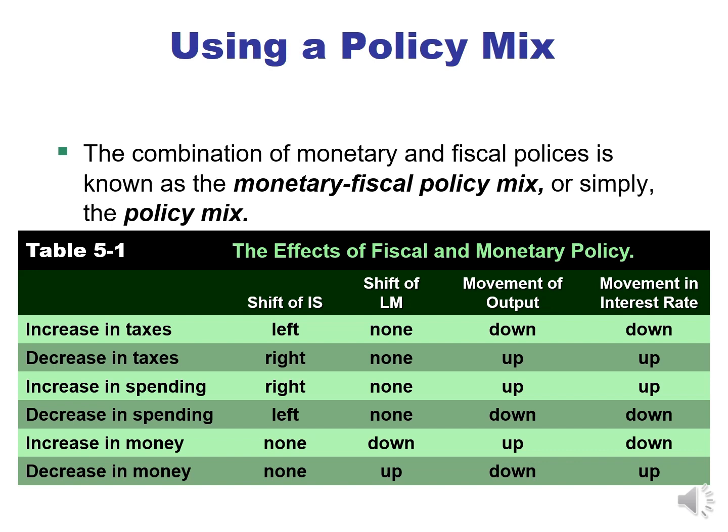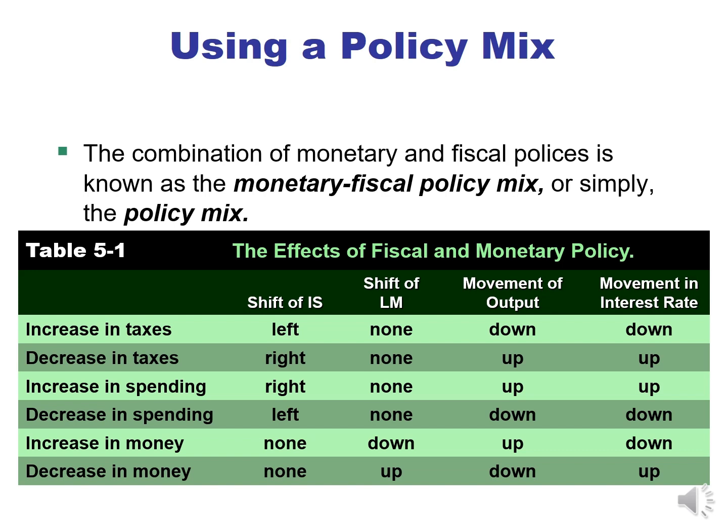Using a policy mix, or the combination of monetary and fiscal policy, is known as the monetary-fiscal policy mix, or simply the policy mix. So, the effect of fiscal and monetary policy: whenever there is an increase in taxes, the IS curve shifts toward the left, the LM curve does not shift, and the output moves downward and the interest rate also goes down.